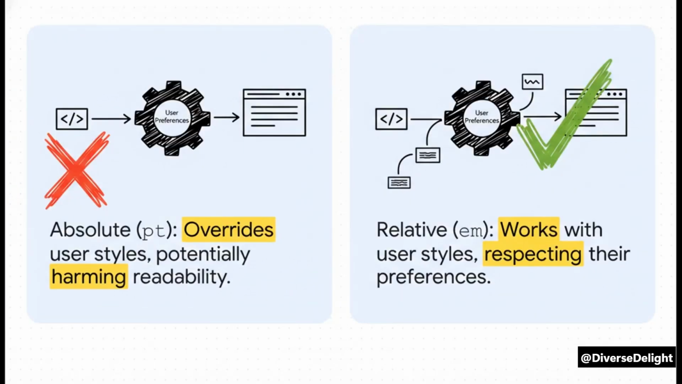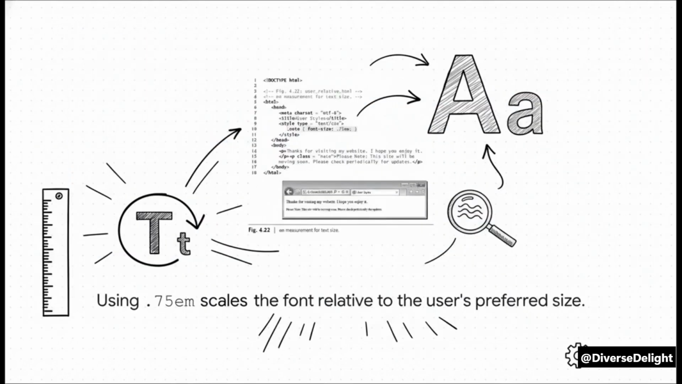But here's the catch, and this is where we as designers really need to pay attention. If we code our font sizes using absolute units, like points, we just steamroll right over the user's personal settings. Not cool. Instead, we should be using relative units, like em. An em unit scales everything based on the user's preferred font size, which means we respect their choice. And this simple line of code shows you exactly how to do it right.